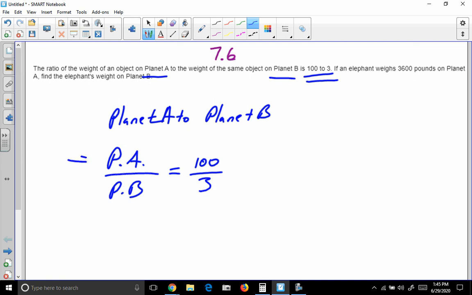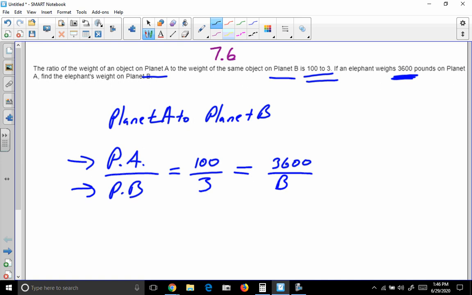Good to label this way so that we'll know which one corresponds to which. So if you weigh 100 pounds on planet A, you would weigh 3 pounds on planet B. They tell us that an elephant weighs 3,600 pounds on planet A. So 3,600 pounds goes on top, and we're trying to find what its weight is on planet B. So we have to maintain the same ratio. So we set those equal to each other.